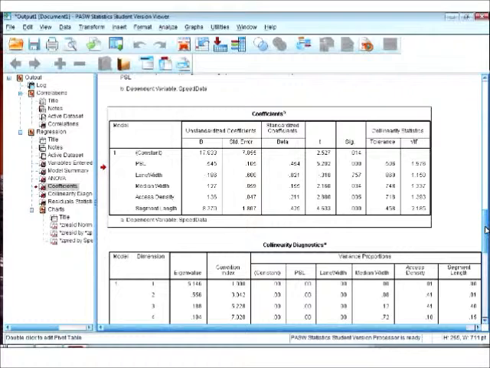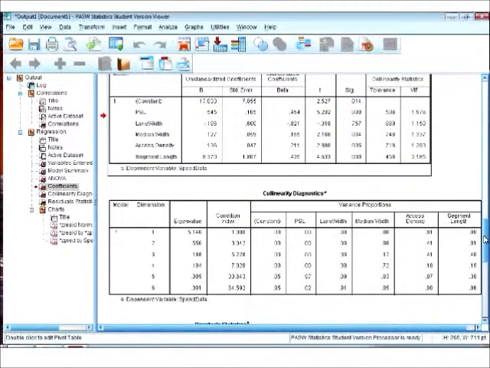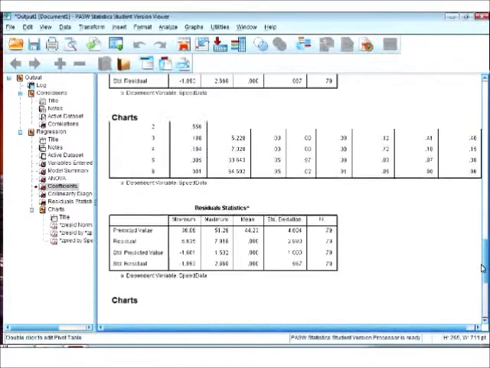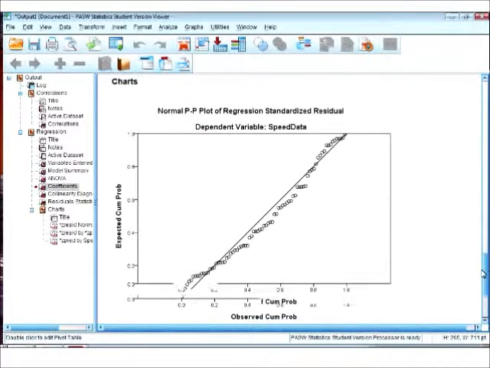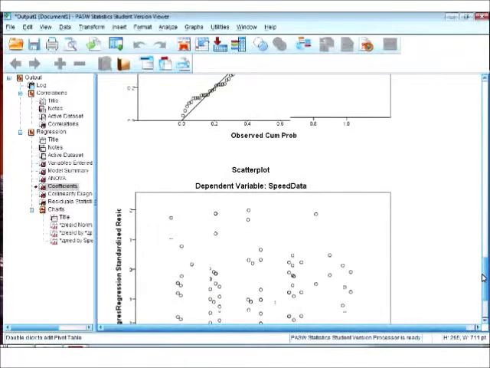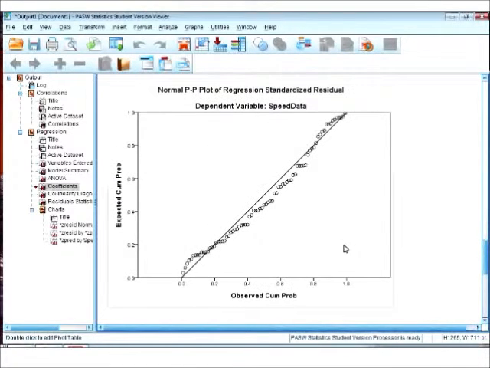All these VIFs, or variance inflation factors, are less than 4, far less than 10, which means our assumption that the independent variables are not correlated with each other, or that there is no multicollinearity in our model, is correct, is satisfied.